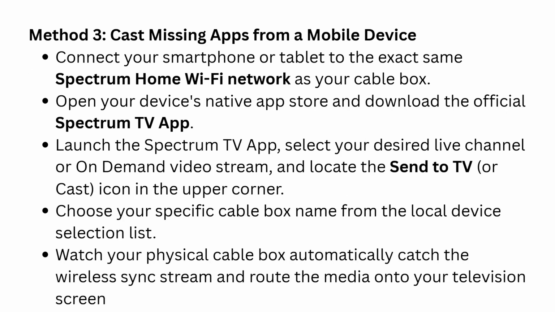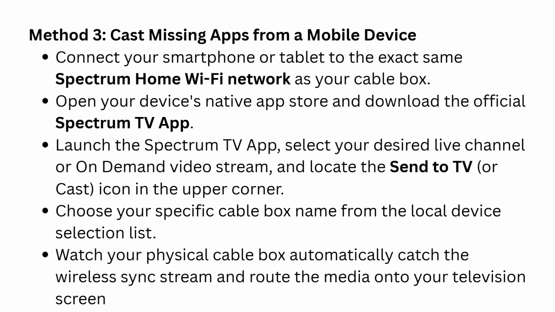Method 3, cast missing apps from a mobile device. Connect your smartphone or tablet to the exact same Spectrum Home Wi-Fi network as your cable box. Open your device native app store and download the official Spectrum TV app.